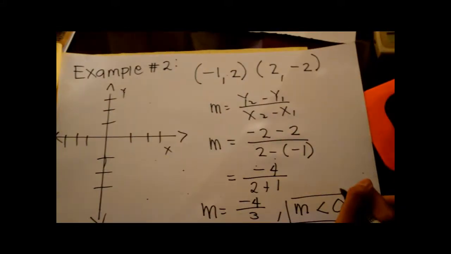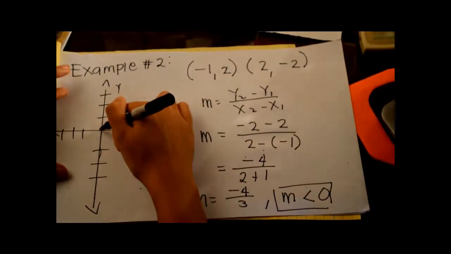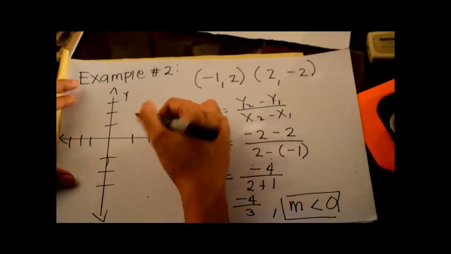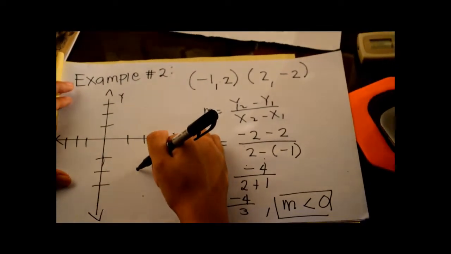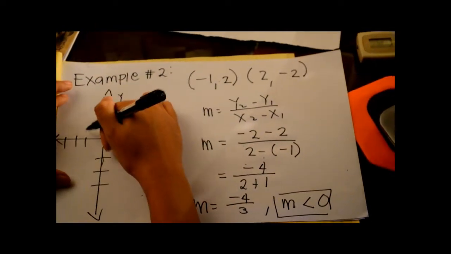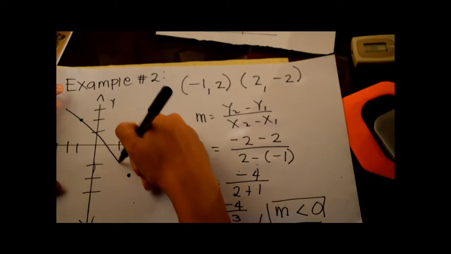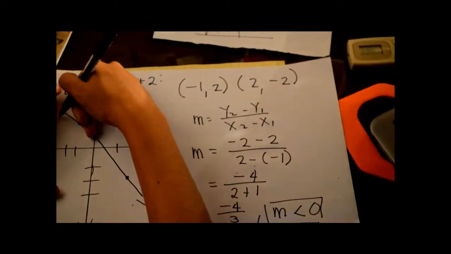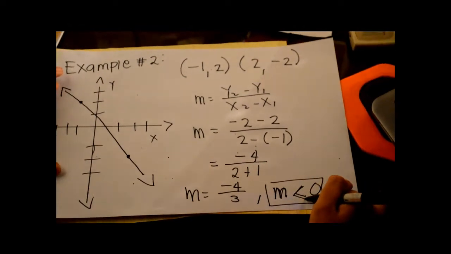So, in plotting these points, we have (negative 1, 2) and (2, negative 2). As you can see, the line goes down towards the right. It's because m is less than 0.